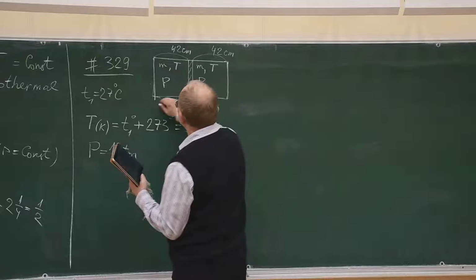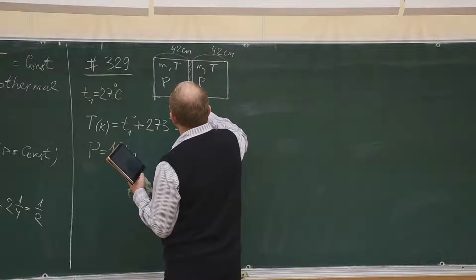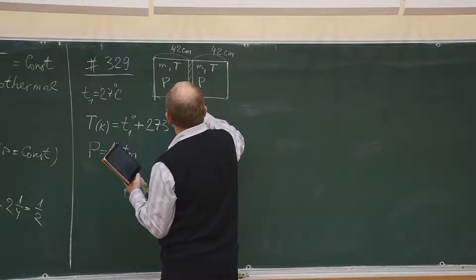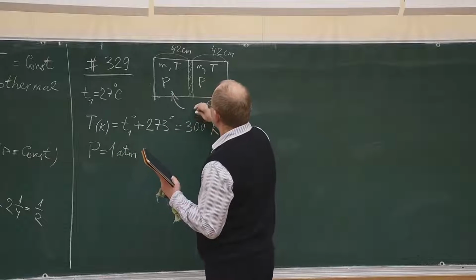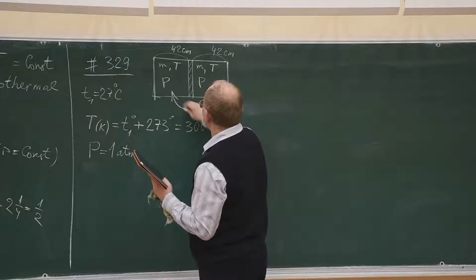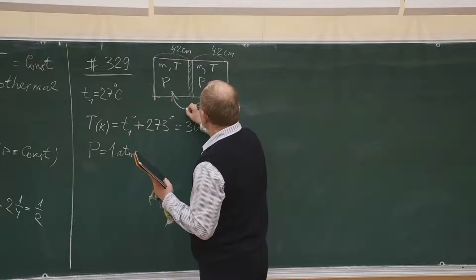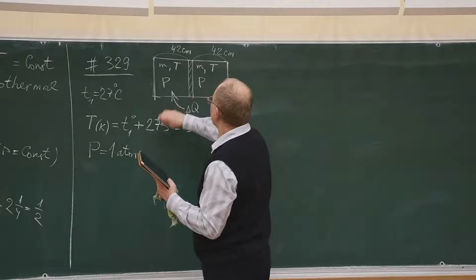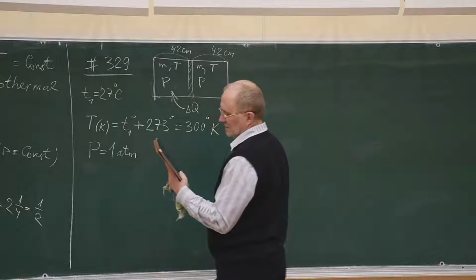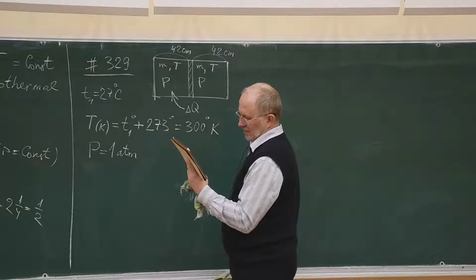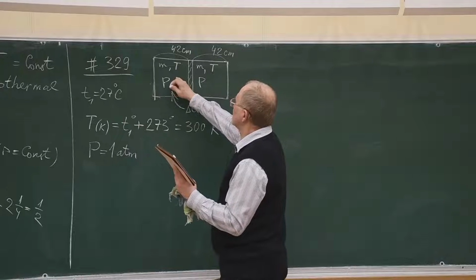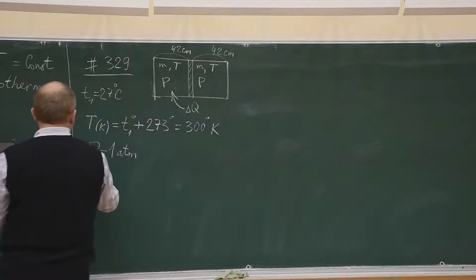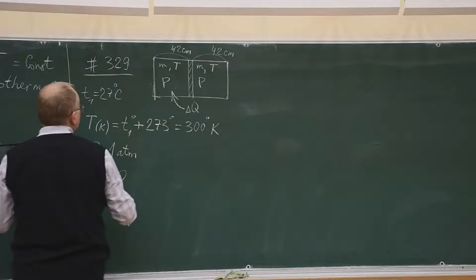So we want to heat one part of the cylinder. We put some amount of heat energy, delta Q, and the temperature will rise in this part, in the left part of this cylinder. And how much should the gas be heated? It means that we have to find the final temperature here, in the left part of the cylinder.